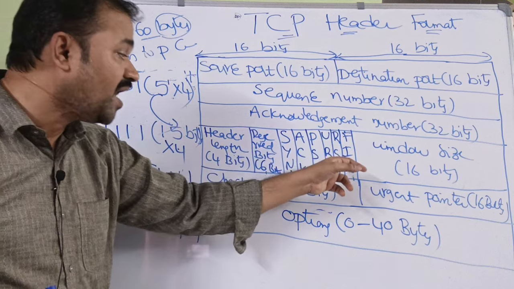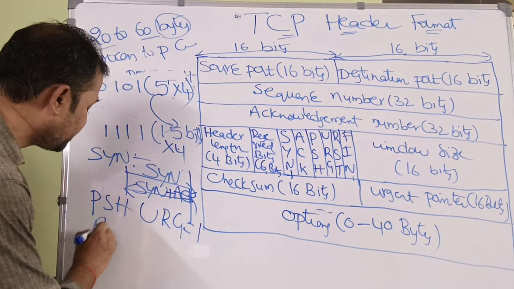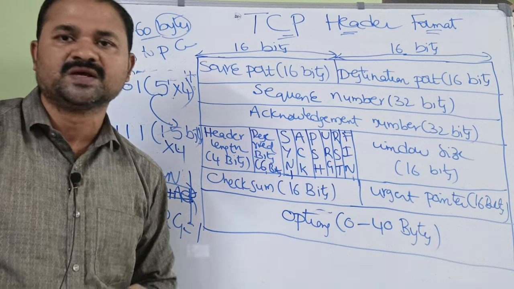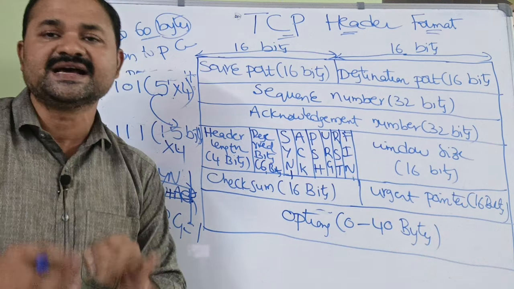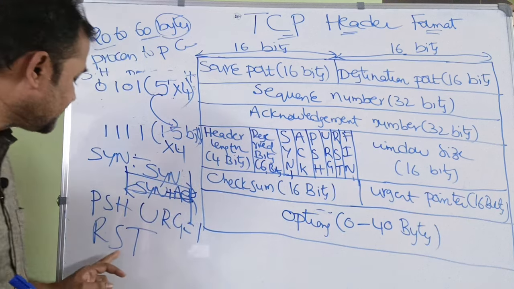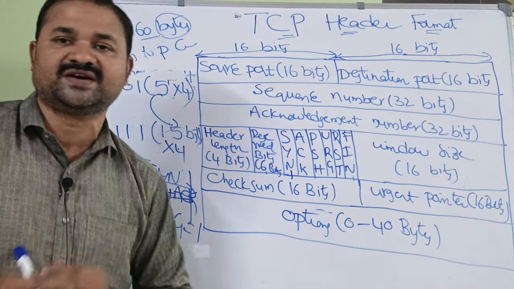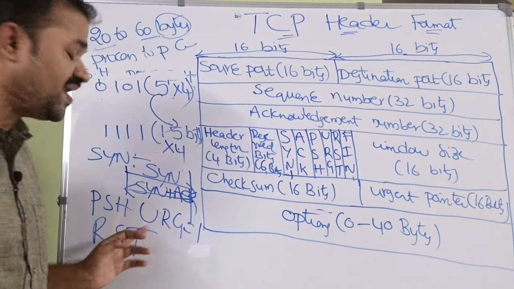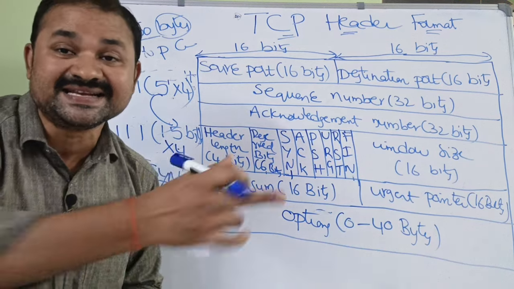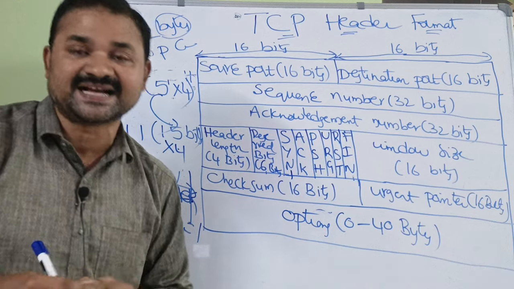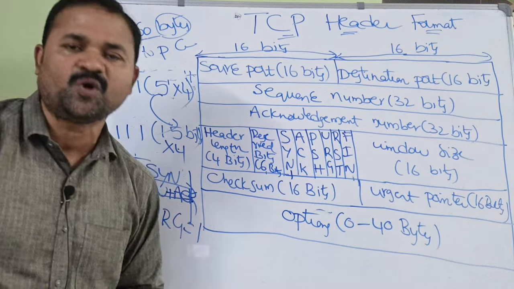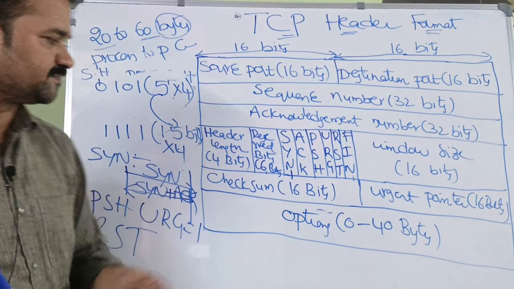Next we have RST. RST stands for reset connection. Let there be some problem, an error in the connection, then the sender can send the RST flag to the receiver. After receiving that flag, the receiver immediately resets the connection. So whenever the RST flag is set to 1, the corresponding connection will be reset.